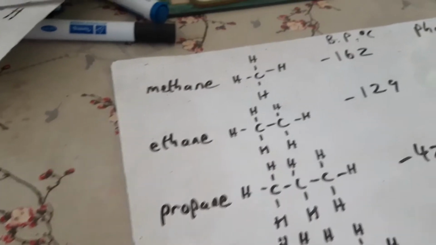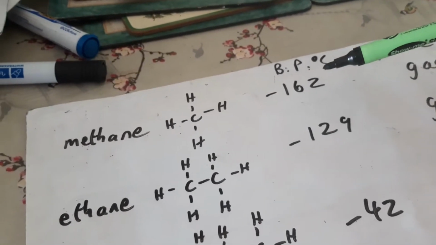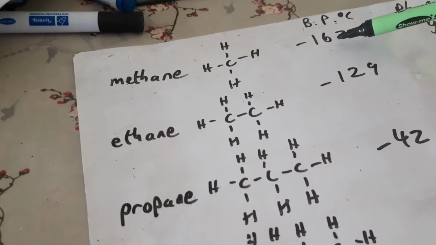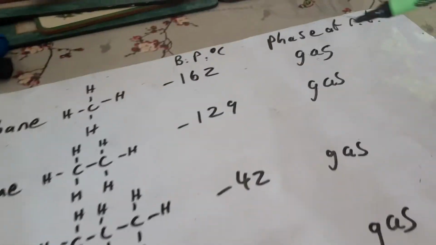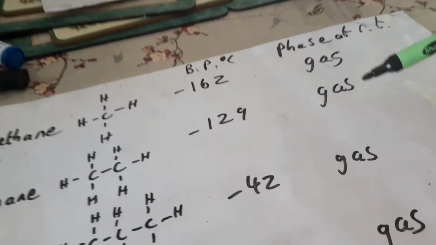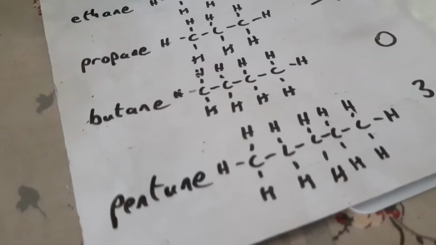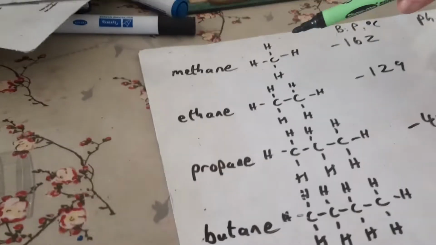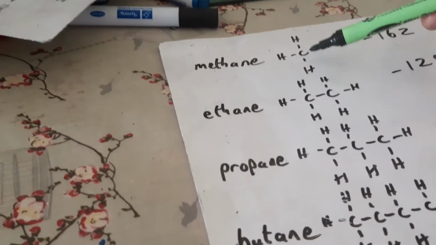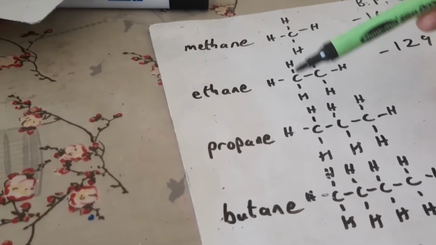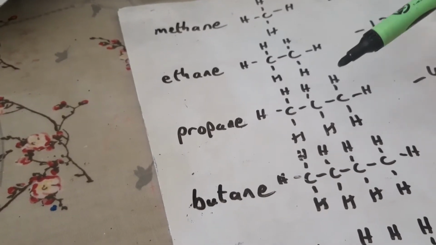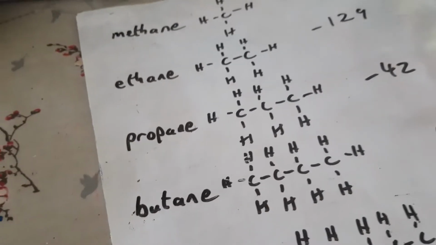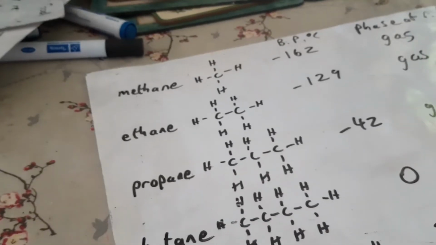And I've done a similar thing. I've listed the boiling points. And what do you notice? It goes from minus 162, minus 129, minus 42, 0 to 36. In other words, it's a gas at room temperature, but then it's a liquid at room temperature. So what's happening here is that the more electrons there are in the molecule, the more induced dipole there is, the greater the intermolecular force, and therefore the higher the boiling point. So we're seeing the exact same pattern as we see with the noble gases, right?